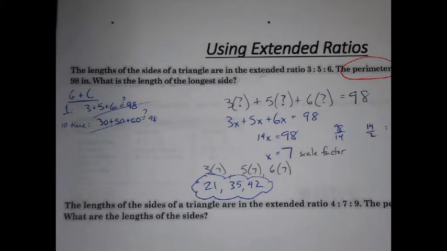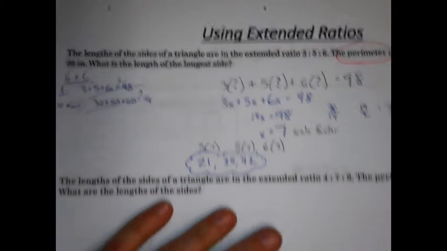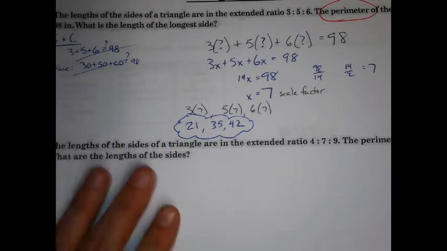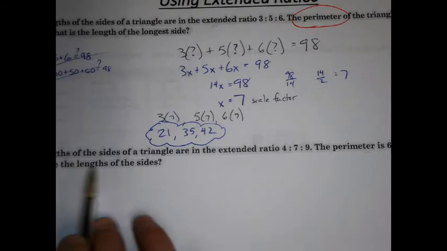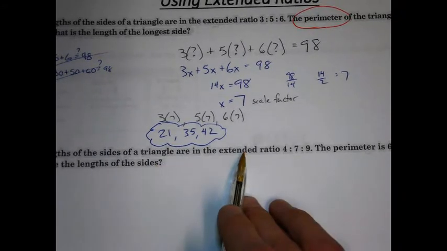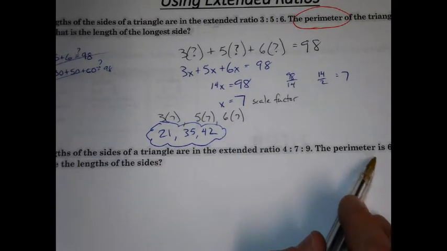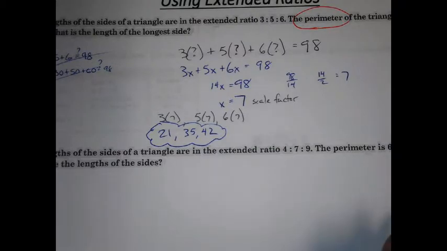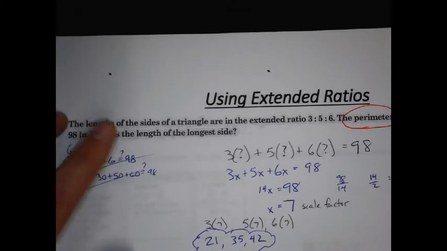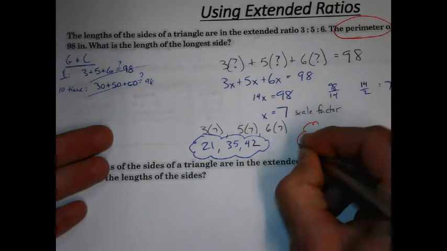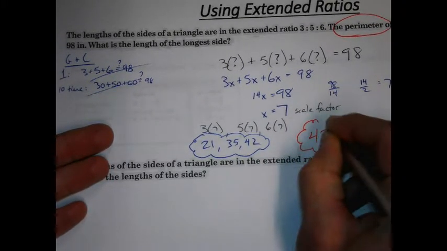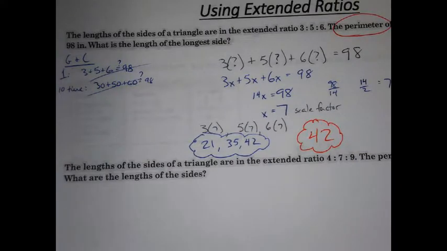Very similar, but we're still dealing with scale factors. Same thing would occur with this one, so let me do this one a little bit quicker. Similar question: lengths of the sides of the triangle, extended ratio 4 to 7 to 9, perimeter 60. Oh, I didn't answer the question from the previous one, did I? What's the length of the longest side? The longest side, of course, would be 42. So the length of the longest side would be 42.